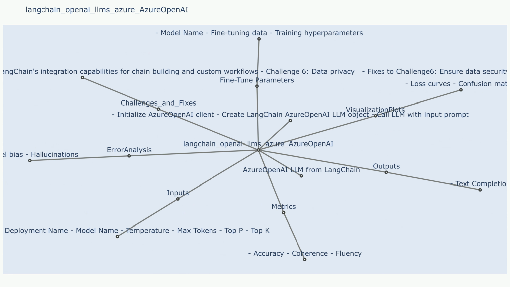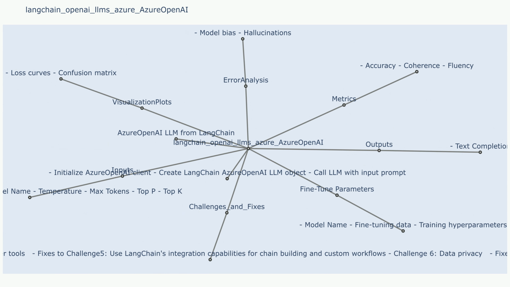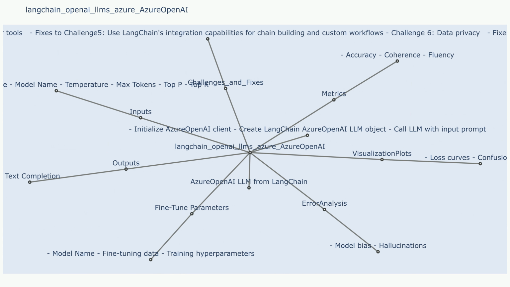Fine-tune parameters. Training data: the dataset used for fine-tuning the LLM on specific tasks or domains. Learning rate: the rate at which the model's weights are adjusted during training. Epochs: number of passes through the training dataset. Batch size: number of training examples processed in each iteration.